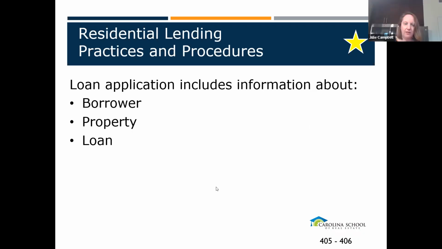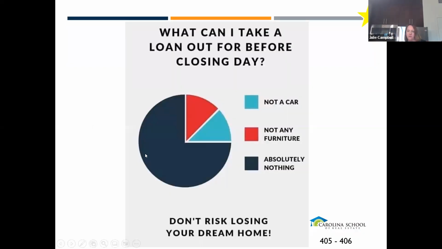Good morning. So one of the big things that we can do when we're working with buyers, to help the lender, is to have a conversation with the buyer about what they should or should not do once we start that loan process.